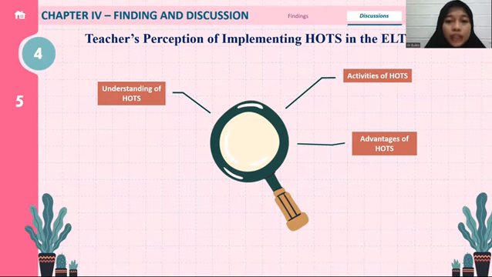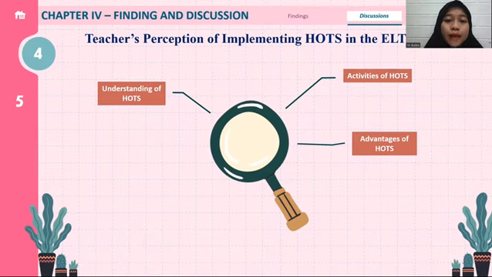Next is activities of HOTS. The two English teachers at SMP and SMP 27 Makassar use a lesson plan that contains 4 skills as the main guideline in the HOTS. Based on the research result, they apply HOTS in the form of giving assignments either individually or in groups. They also apply it in the form of discussion to train students' communication.